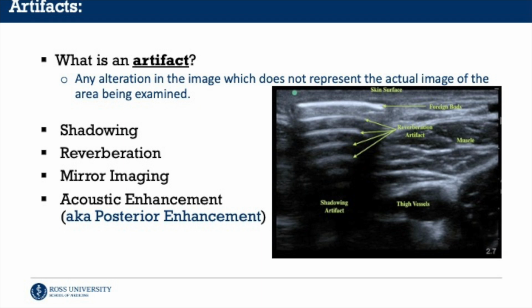There's mirror imaging, which happens when there's a strongly reflective, smooth, curved interface, which may reflect the sound distally instead of returning it to the transducer. And then acoustic enhancement, also known as posterior enhancement, which we just discussed.